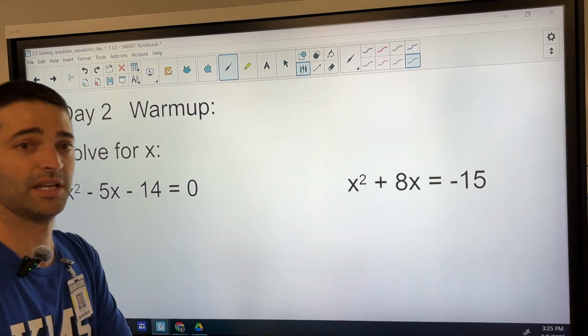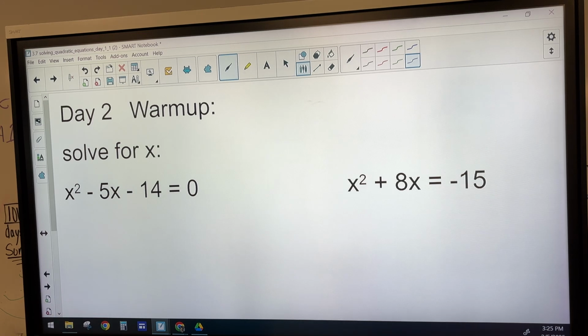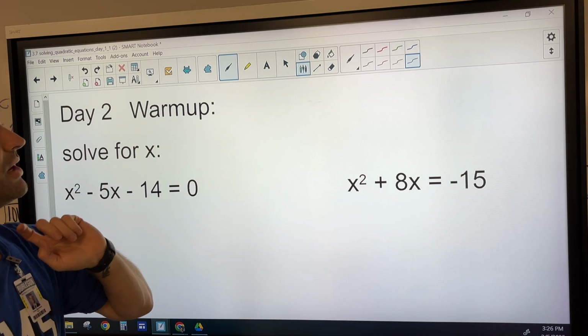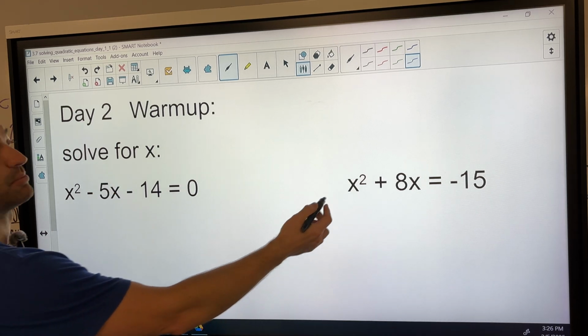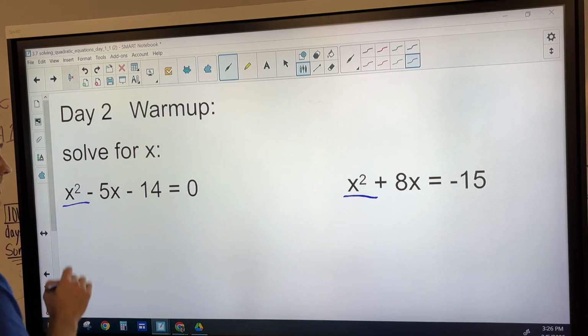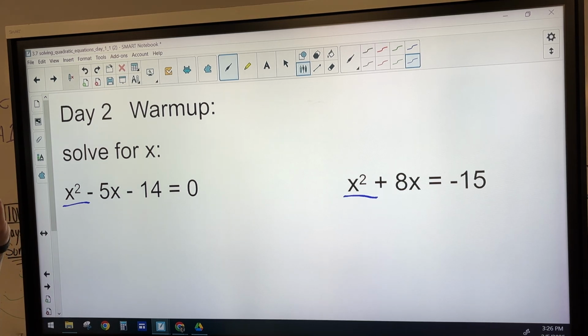A lot of y'all weren't here yesterday because of band. A lot of y'all might have struggled a little bit yesterday. So this warm-up is a review of what we learned yesterday. We are solving for x, specifically when we have an x squared in our equation. It's a quadratic equation, so that's what we're doing here.